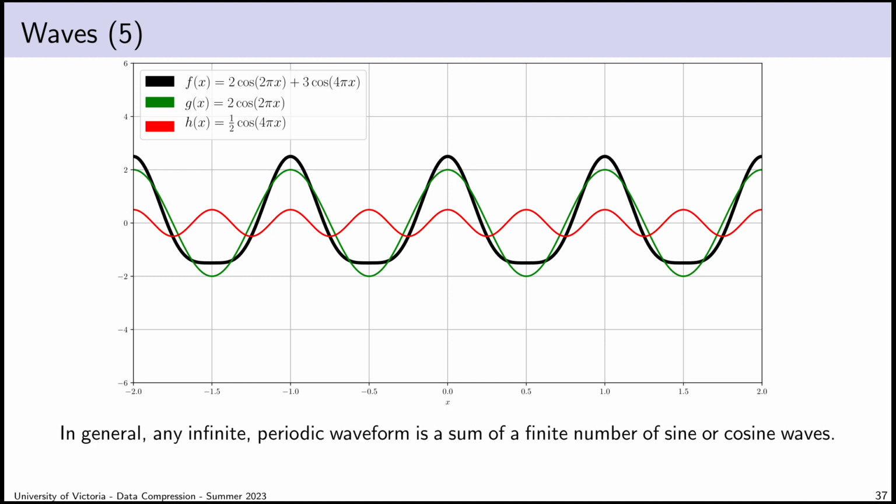It turns out that any infinite periodic waveform is a sum of a finite number of sine or cosine waves. You know already that really you could do everything in terms of sine or everything in terms of cosine because you can create a sine wave out of a cosine wave by shifting things around. We are going to focus on cosine waves in the service of me staying in my lane and not just giving a general lecture on spectral methods. So any infinite periodic waveform is the sum of a finite number of sine or cosine waves.